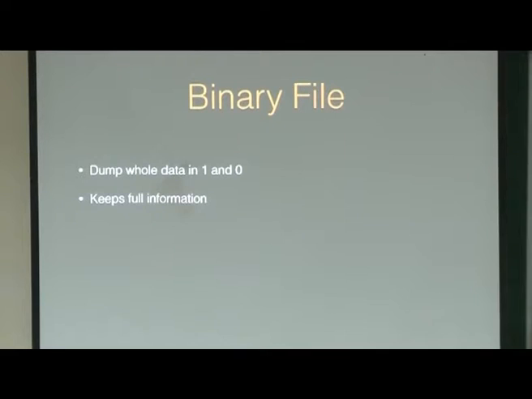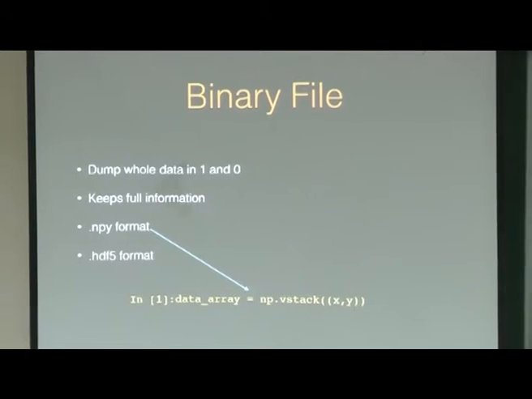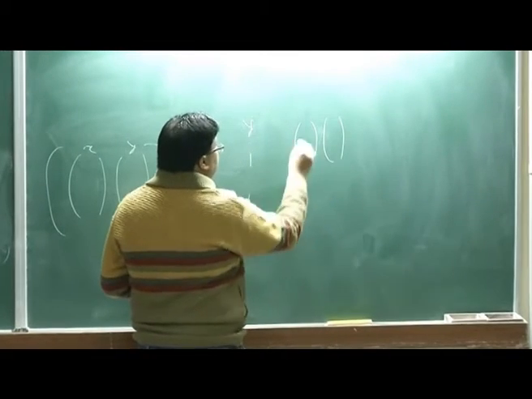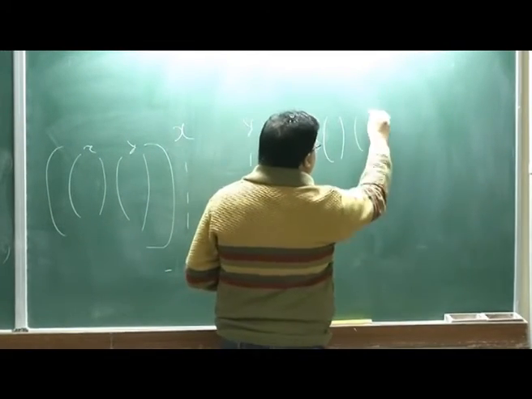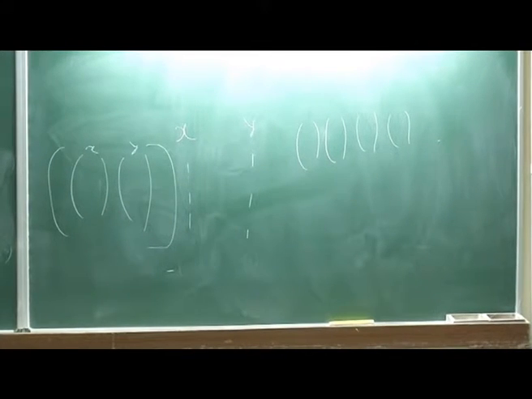How to write in binary? There are many formats. I will explain the .npy format, which comes from NumPy, and another, very advanced one, which is HDF5 format. I will cover these two. First let's look at npy, which is very simple. Let's have a data array. This vstack means that if you have array x and array y, it will stack them vertically. If you have x, y, z, it will stack all these arrays. So it forms a 2D array from x and y.